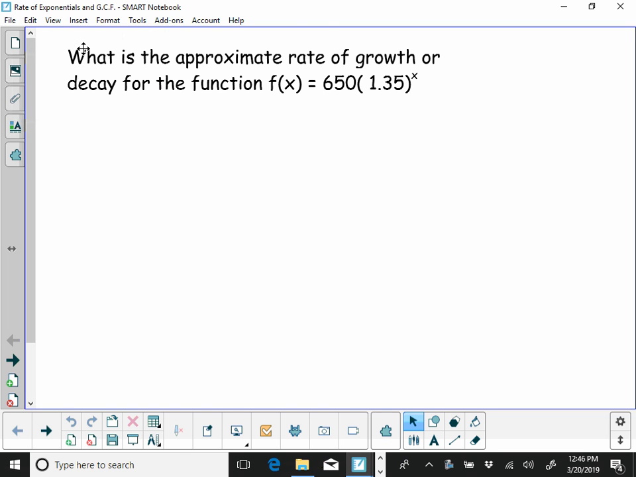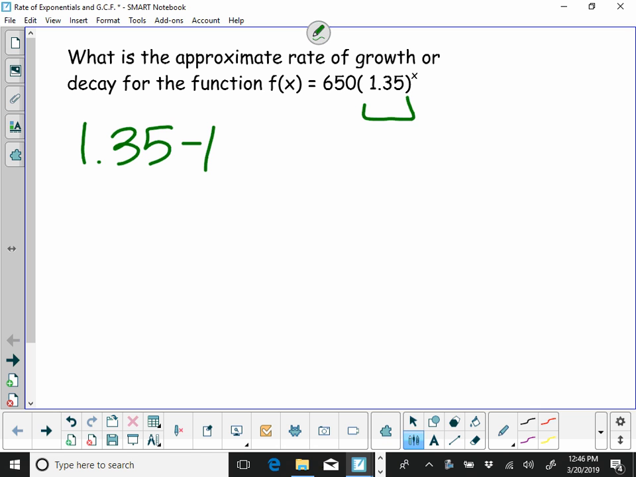Okay, it is growth because we see that this number right here is greater than 1. So how do I find out how much greater than 1 it is? You just subtract 1 from it. Okay, that's the long way. If it's growth, a lot of times it's easy. You can just look at those last two numbers as long as it's not more than 100%.